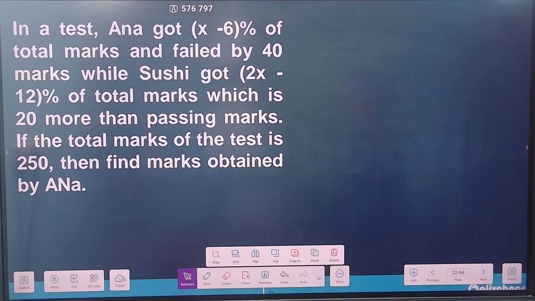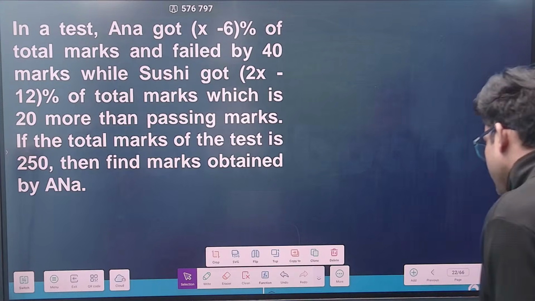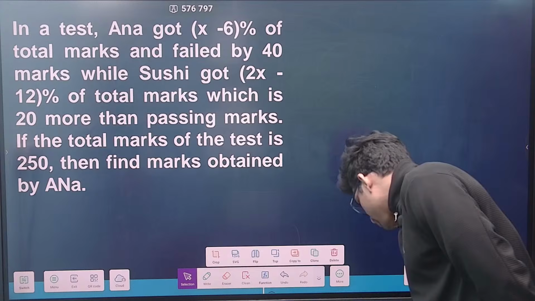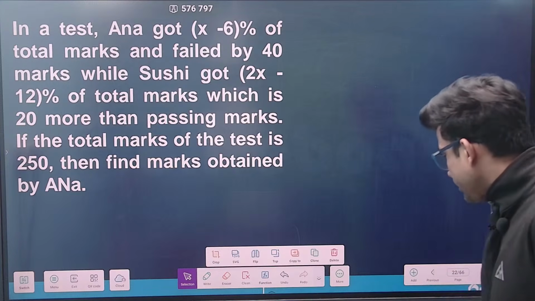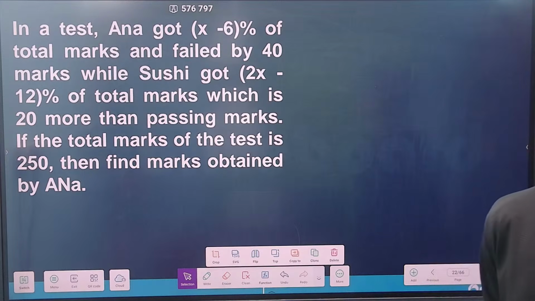Find the marks obtained by Anna. I think the question must be clear. So how can we do it?